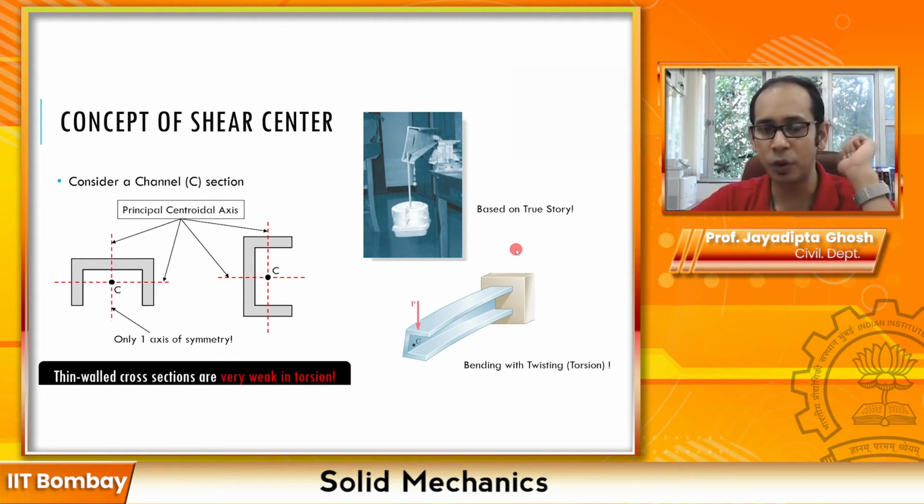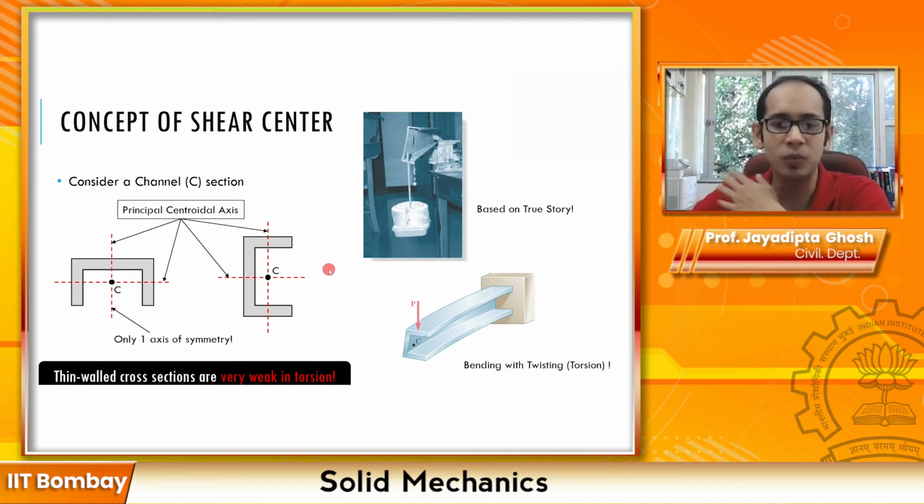And why is it important? Because if this section is thin walled, it undergoes a significant amount of torsion, and thin walled sections are essentially very weak in torsion. That's why we need to take into account or learn about this concept of shear center when we talk about thin walled sections which have only one axis of symmetry. Now let's see why it happens.